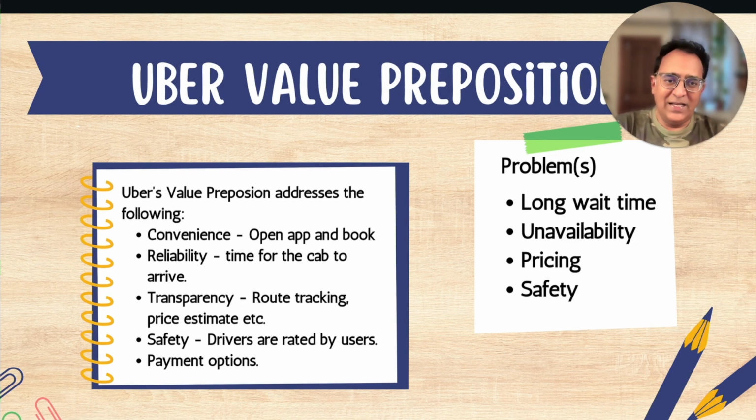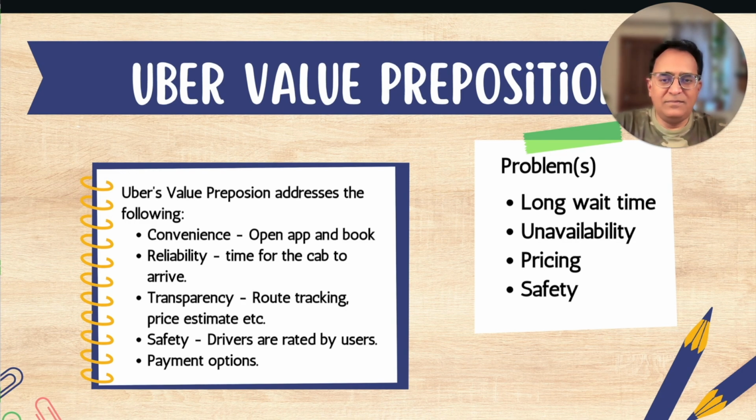So Uber took these four things into consideration, and they started addressing them. Convenience: open our app and make a booking. You know what cabs are available in your locality. Time for the cab to arrive is the reliability. I'm going to tell you how much time it's going to take for the nearest cab to come and pick you up. So that's one piece of information they're solving for the customer.